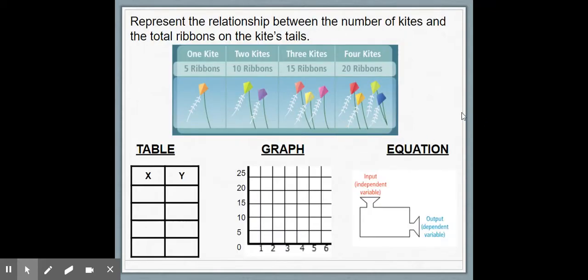So here's our first scenario. You're going to see that we have the relationship between kites and how many ribbons they have up here on the screen. We're going to take this information, put it into a vertical table, graph it to see how it's linear, and then write an equation or a function rule to represent the situation. All right, so let's give this a try.